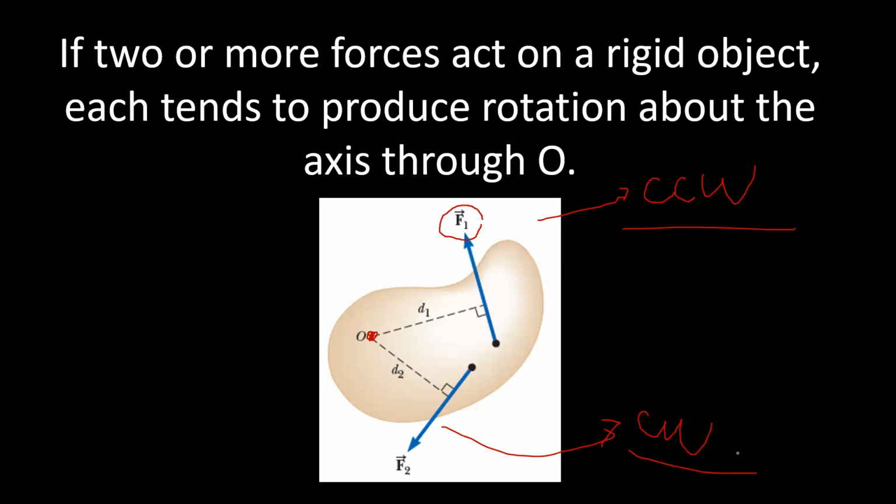And by definition, if a force tends to make an object rotate counterclockwise, then the torque that the force produces is positive. So the torque is positive if the force that causes that torque tends to make the rigid object rotate counterclockwise. But if the force, like in this case force 2, tends to make the object rotate clockwise, then by definition we call that torque negative.